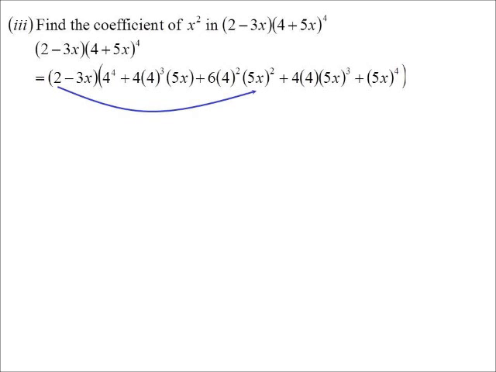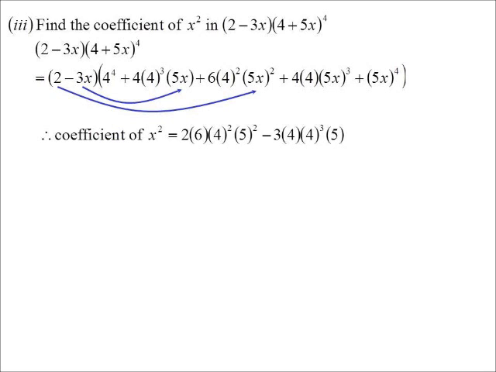So the 2 would be multiplied by this term, 6 times 4 squared times 5x squared. So I know that term is important. The negative 3x would then get multiplied by the second term there. So really they're the only 2 terms I'm interested in. So if we expand those ones out, and it's just the coefficient, so I'm not worrying about the x's, there's our answer: 2 times 6 times 4 squared times 5 squared minus 3 times 4 times 4 cubed times 5, which works out to be 960.